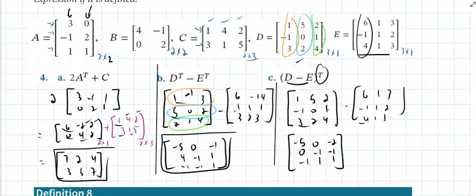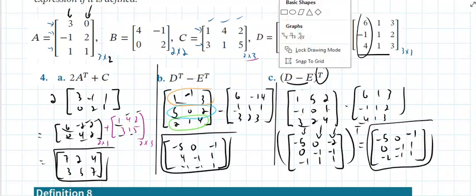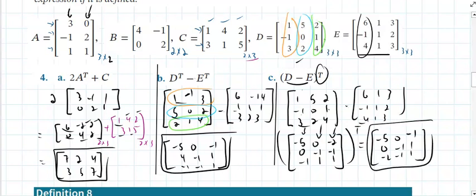Then I need to take the transpose of that. And what does that become? Switch the rows with the columns, and everybody's happy. This is the first column. It becomes -5, 0, -1. Second column becomes the row, and the third. And there's my answer. So again, a lot of really small details, but the good news is we're going to work with that for a while.